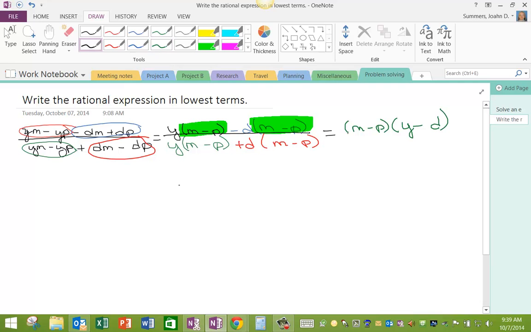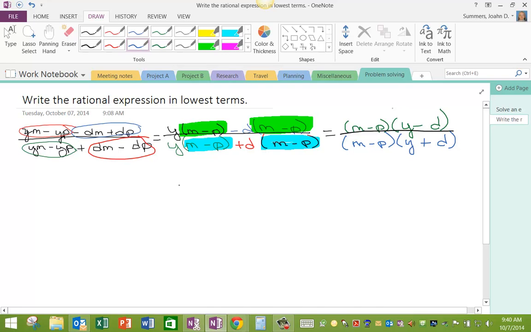So let's put our fraction bar, division bar. And then in the denominator, what do we have in common? Well, they both have an m minus p. So we will factor that m minus p out. And when we take that out of the first term in the denominator, we're left with just the y. And then out of the second term, we're left with the positive d.